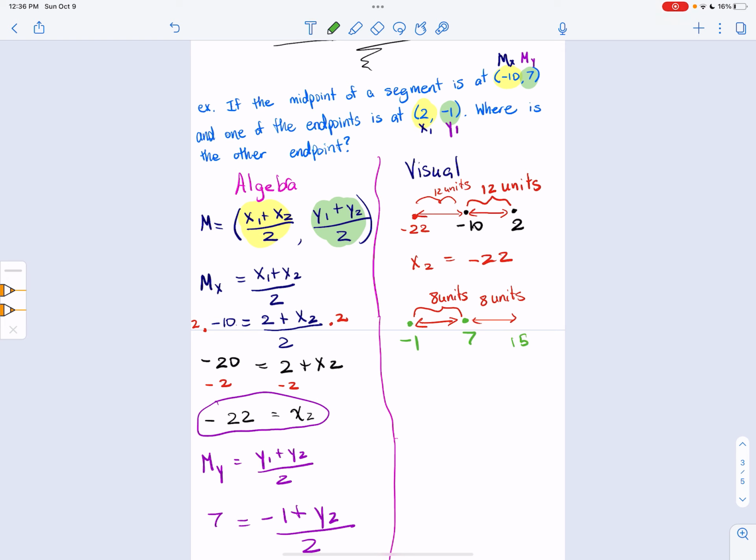I definitely think that algebra is easier for me personally, but I've met students who love to visualize this. So if you prefer the visual method, as long as you're explaining it, you're all good to go.